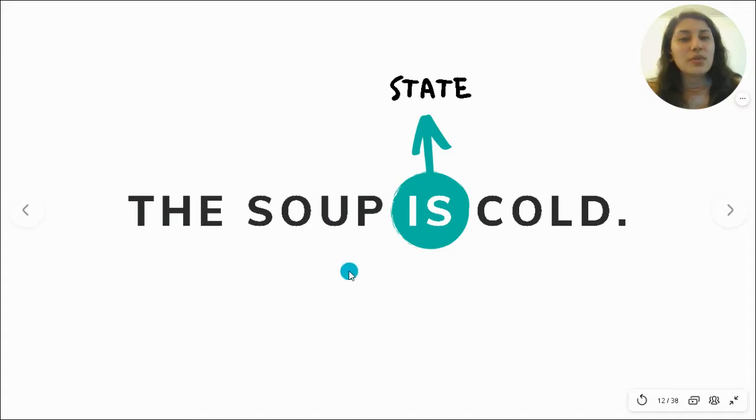You need to be careful with this because the verb, that is the action or the state in the sentence, is part of the predicate, okay? This is just helping you to recognize the subject.